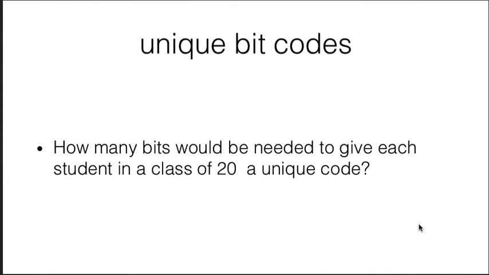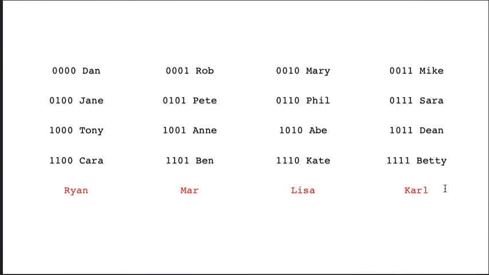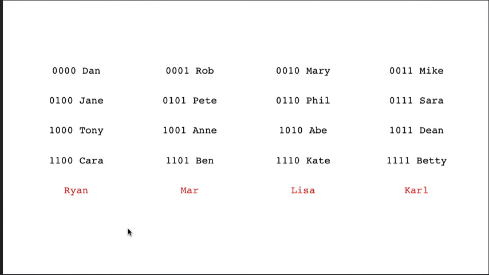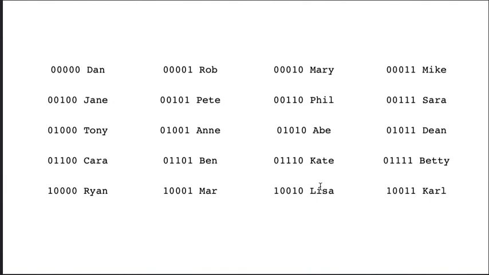I think it's five. Okay, whoops, can I go back? I can't. So if you had 4 bits, you could represent 16 possible different scenarios. So with 4 bits, you could have 16 students each having a unique code. But if you have 20 students, you don't have enough. You run out. There's no combination of ones and zeros that I could use for Ryan that hasn't already been used by someone else. So you're right, you need 5 bits. With 5 bits, you have enough for 20 students. Get the idea?